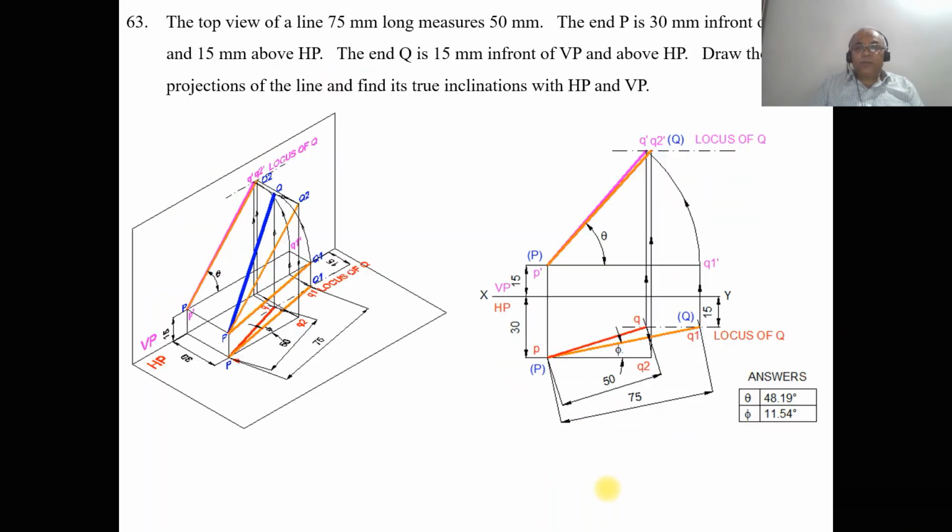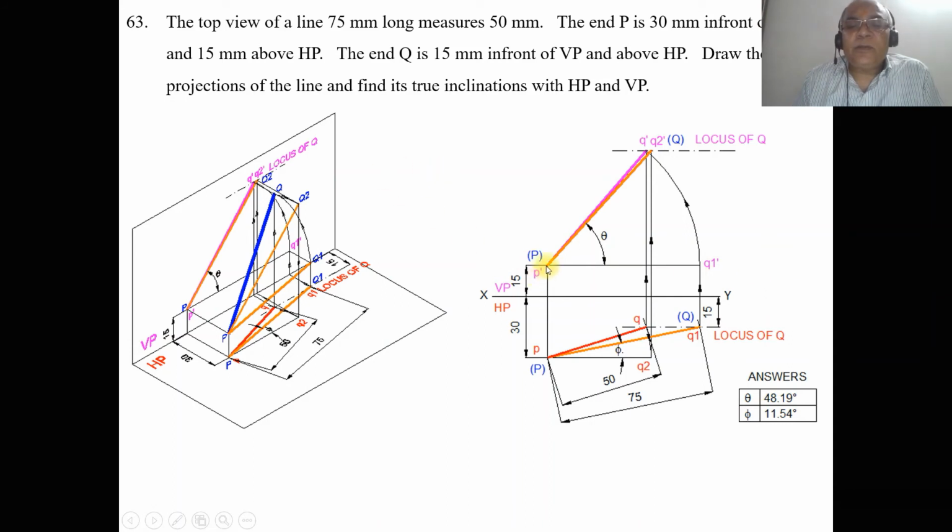Now we will try to solve the problem using the sketchbook. Once you want to draw the solution in the sketchbook, first draw the XY line and mark VP and HP. As it says, P is 30 mm in front of VP. So from the XY line, you measure 30 mm below the XY line and draw a horizontal line. Similarly, 15 mm above HP. Above HP is seen in VP. So from the XY line, you measure 15 mm and draw a horizontal line.